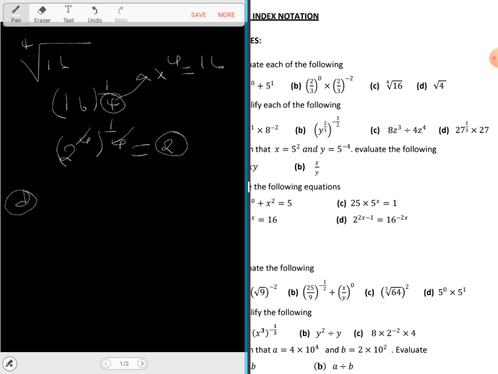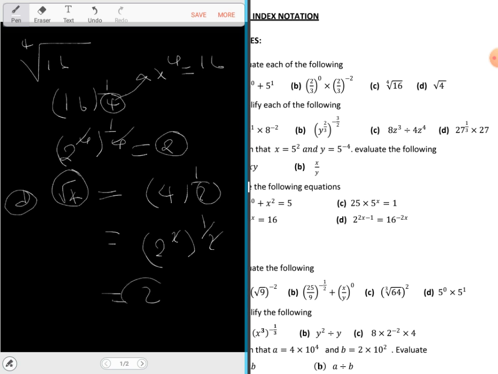Then D, we have the square root of 4. The square root of 4 is 2. Now, you know that yes it is 2, but how do you prove that? What this means is 4 to the power 1 over 2. You're looking for a number you can raise to the power 2 to give you 4. That is 2 to the power 2 and 1 over 2. Then you cancel there and there, and you have 2. That's how we are saying 2 is the square root of 4.